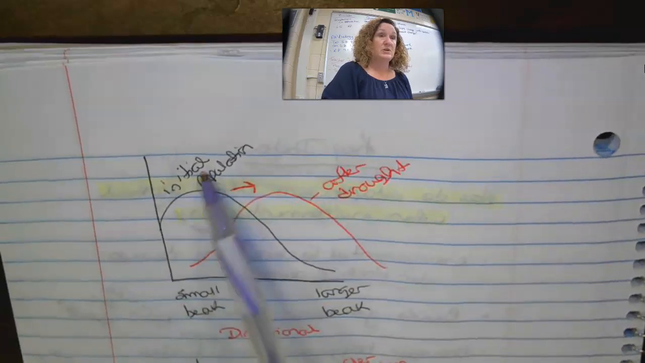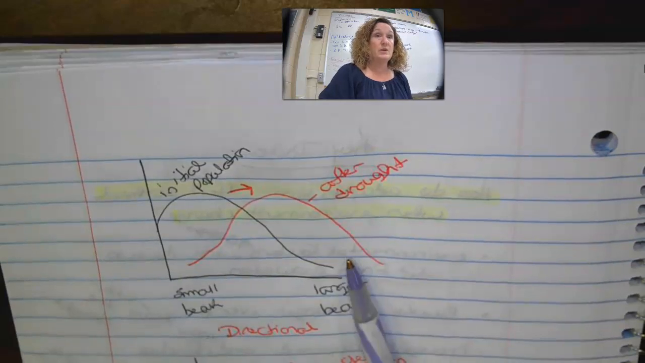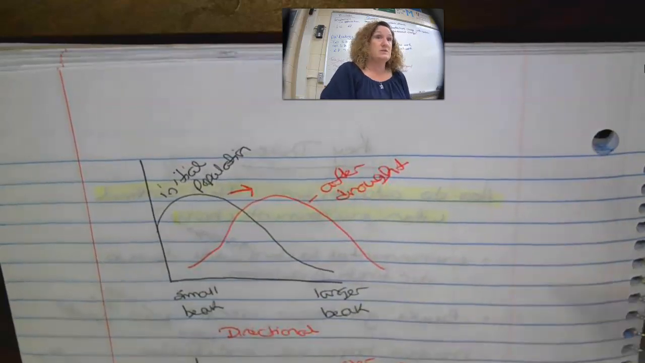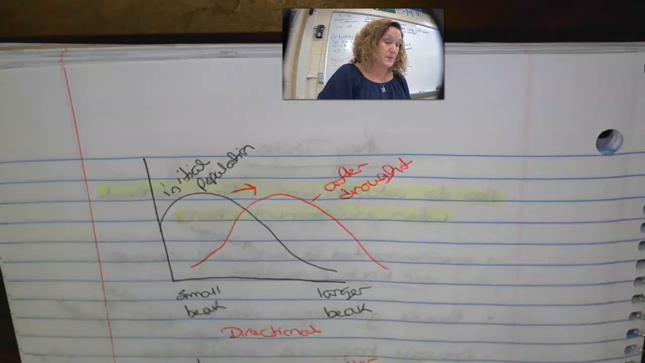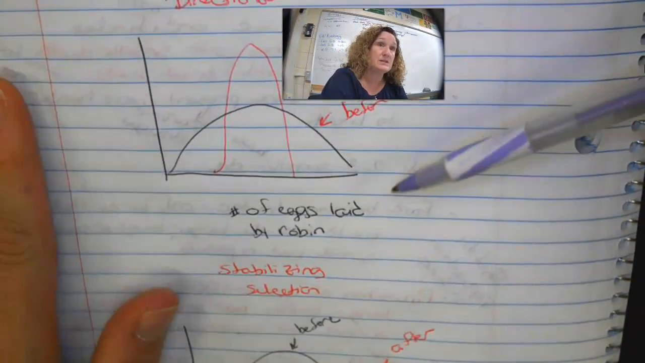where our initial population had more of the small beaks. After the drought, we have more with the larger beaks. So both of those are directional. They're just in different directions the way that I have this drawn. The other two types, as you read through them, were the stabilizing selection.